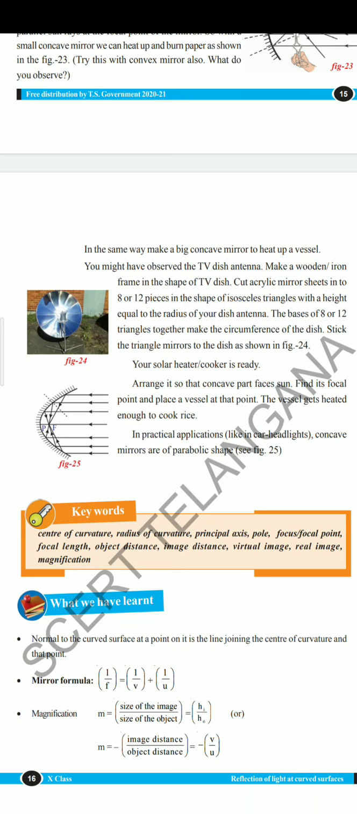Your solar heater or cooker is ready. Arrange it so that the concave part faces the sun. Find its focal point and place a vessel at that point. The vessel gets heated enough to cook rice. In practical applications, like in car headlights, concave mirrors are of parabolic shape. See figure 25.